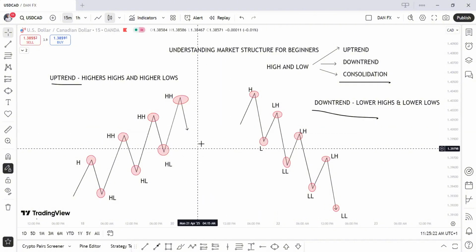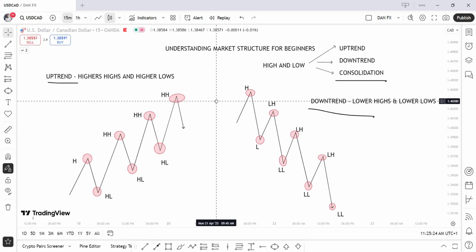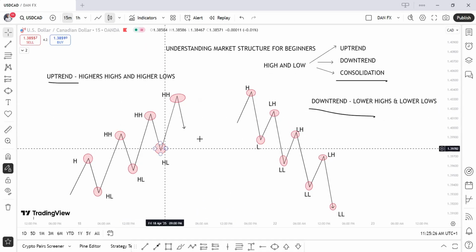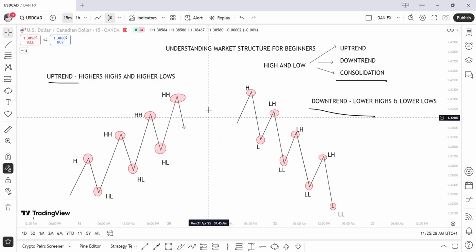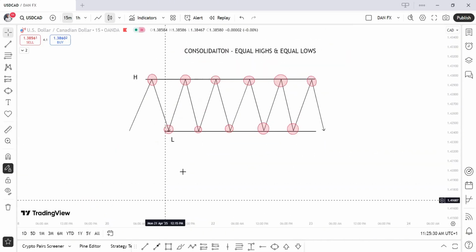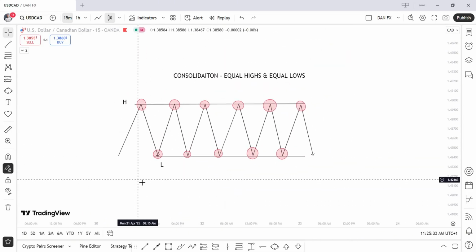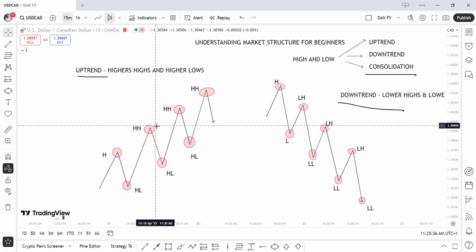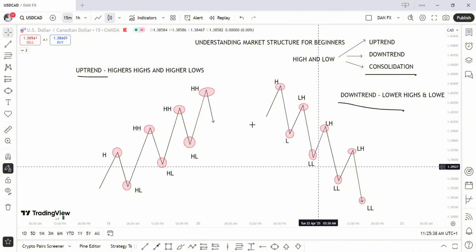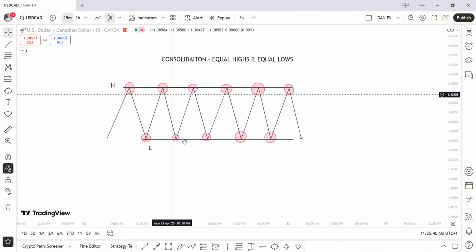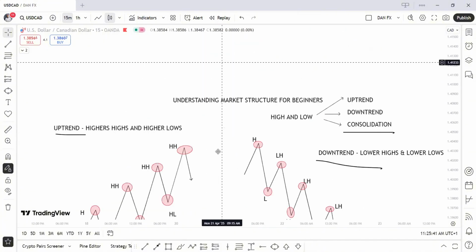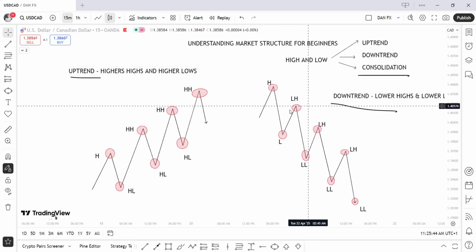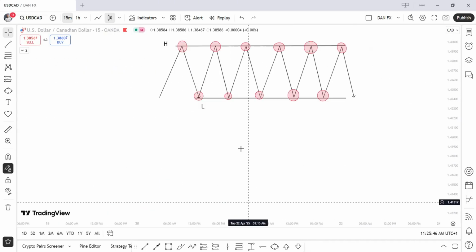So what you're going to do after this is go on the charts and look for these patterns: higher highs and higher lows, lower highs and lower lows. And I'm going to do that with you. But after this video, you need to also do it by yourself, practice it, and look for it on the charts. Be able to identify higher highs and higher lows, lower highs and lower lows, consolidation, equal highs and equal lows, and be able to identify if you are in an uptrend, a downtrend, or in consolidation.